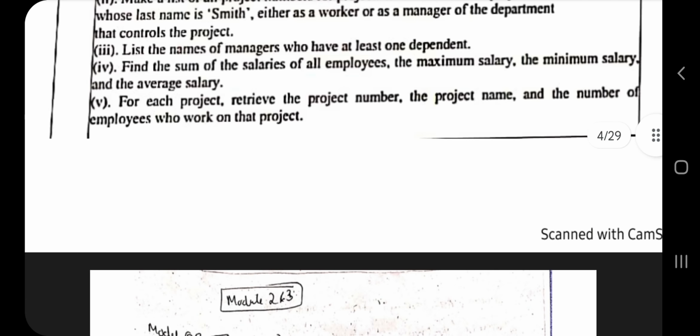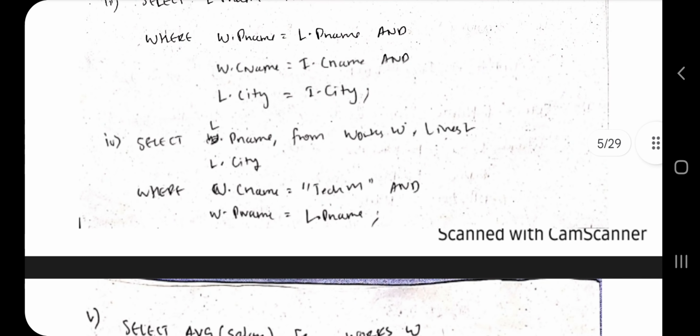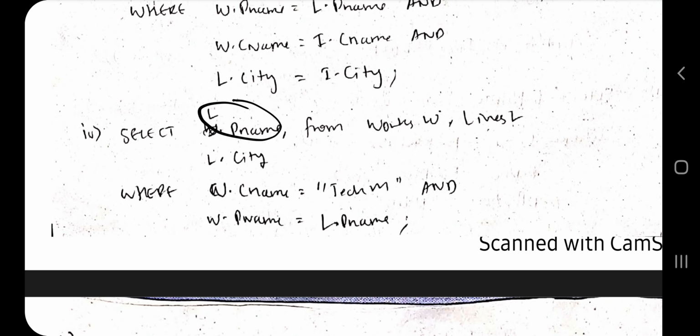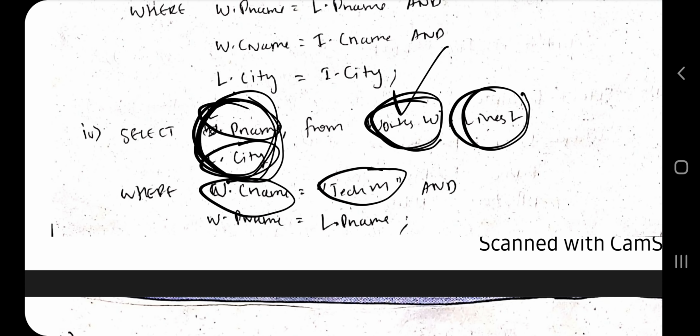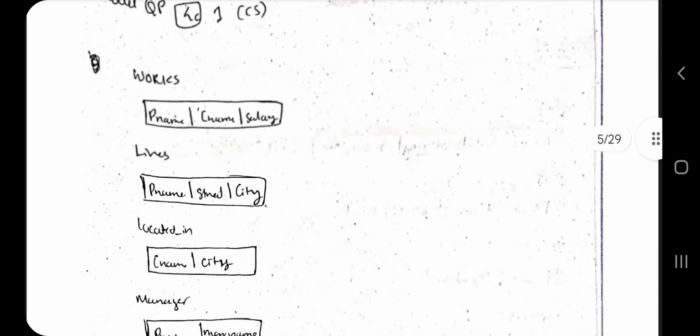So if I show you the query for the fourth one: select l.p_name, l.city from works w, lives l. Okay, two things you have to retrieve, where the person is living as well as the person's name, l.p_name and l.city, from the lives table. We need works w for the condition, so I have written works w also, where w.c_name is equal to Tech M, the company name is Tech M, and w.p_name, the works table's person name, should be equal to the lives table's person name. Okay, that was about the fourth query.